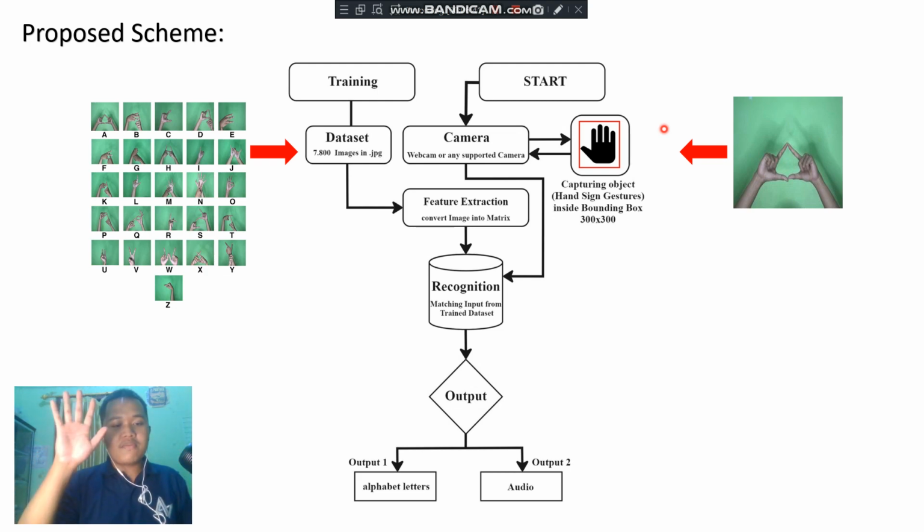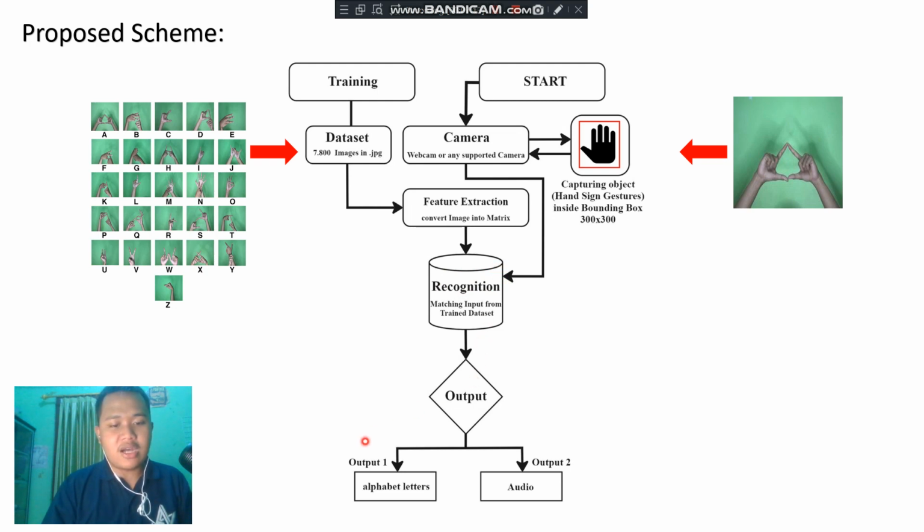So the camera takes a snapshot of the hand. It's very quick, under 1 second, about 1 millisecond or less, so it will be much faster. And then we transmit back the image that we captured, matching it with the template in the recognition system. If it matches, we will get two outputs.